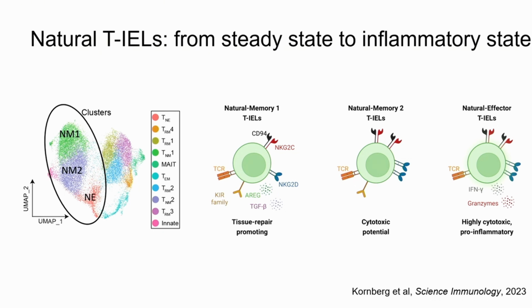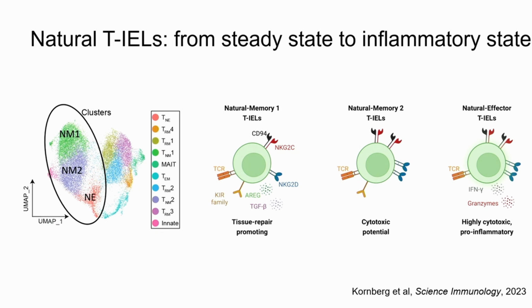Natural memory 1, which is on the top, has this tissue repair promoting phenotype. In most healthy individuals, most of our natural IELs look like that, okay? So they're not actually mediating inflammation. Now you go to the far right, these are natural effector IELs. These are the ones we think are actually damaging the tissue. They're highly cytotoxic, they express markers of cytotoxicity, and they're very pro-inflammatory and produce lots of interferon and granzymes. And sitting in the middle somewhere is this natural memory 2 population, which we think is an intermediate between the population on the top and the population at the bottom.